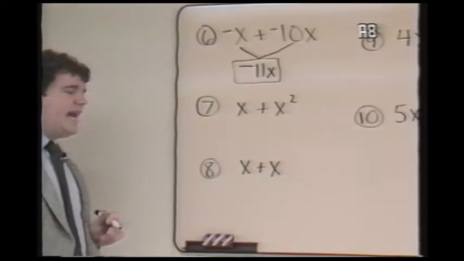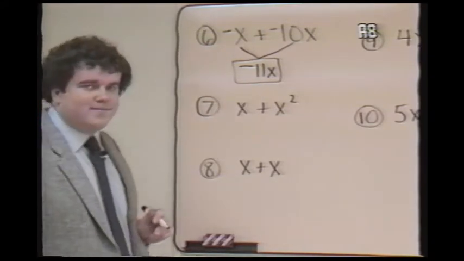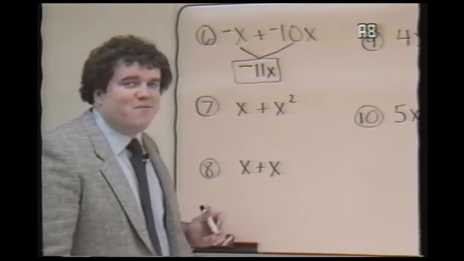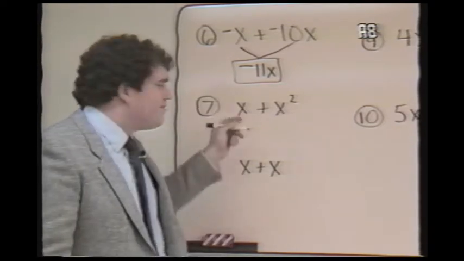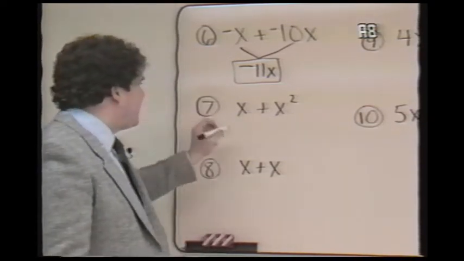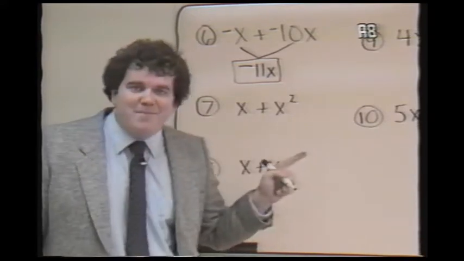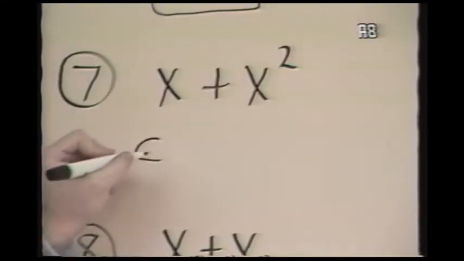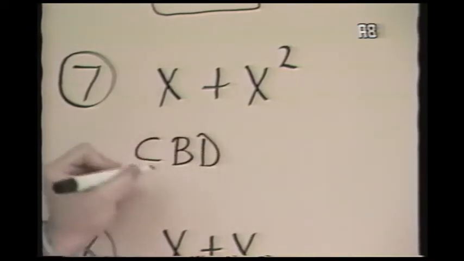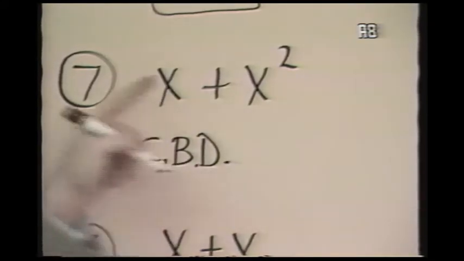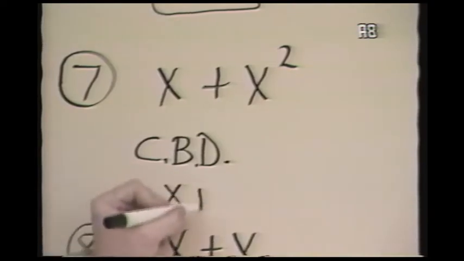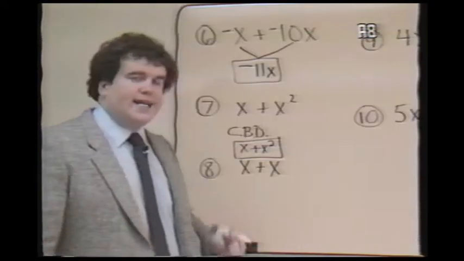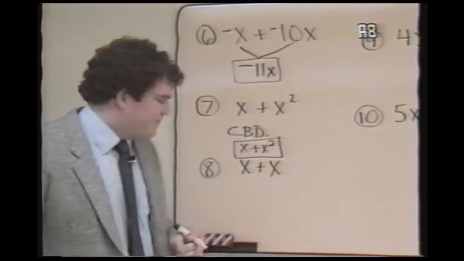Problem number 7, x plus x squared. Be careful. You've seen this one before. It was in lesson 1. Or maybe it was x squared plus x. Be careful. These are not like terms, and they cannot be combined. So this can't be done, okay? CBD, can't be done, because x plus x squared is equal to x plus x squared. We cannot do anything further with that.